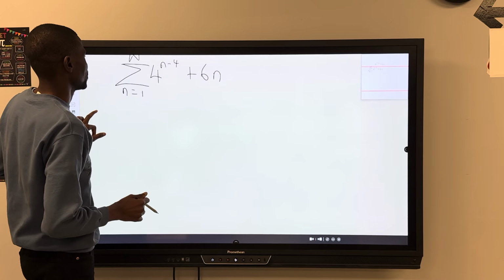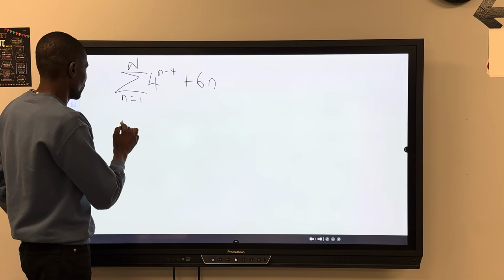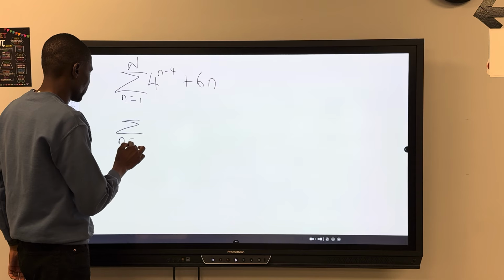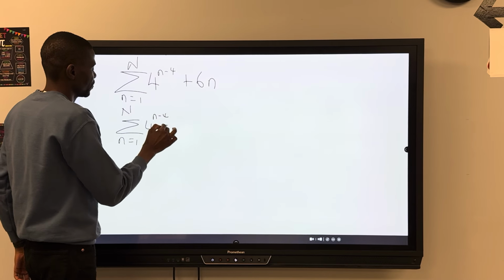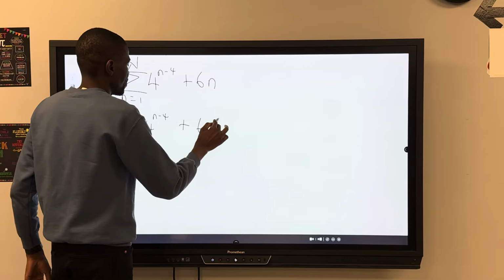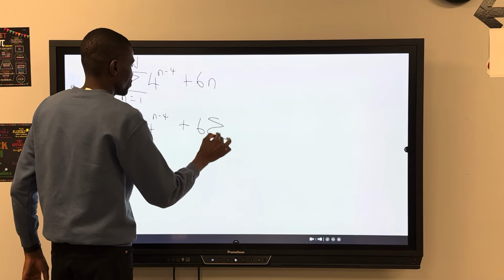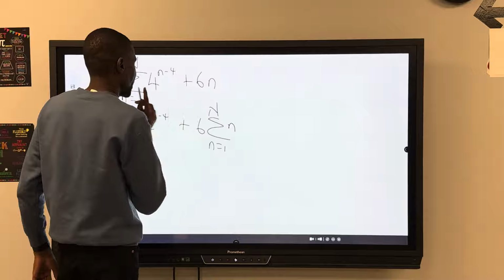Okay, so this is what we are going to do. We're going to separate this: the summation from n equals 1 up to n of 4 to the n minus 4, plus 6 times the summation from n equals 1 up to n of n.